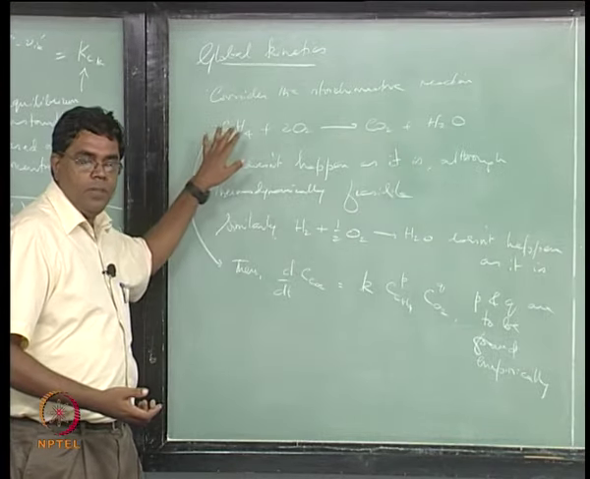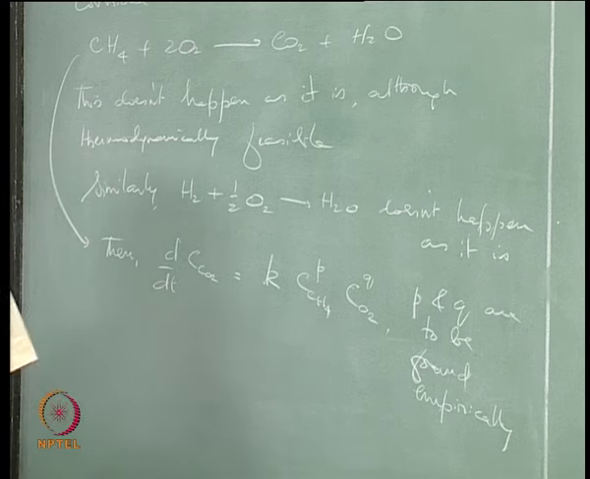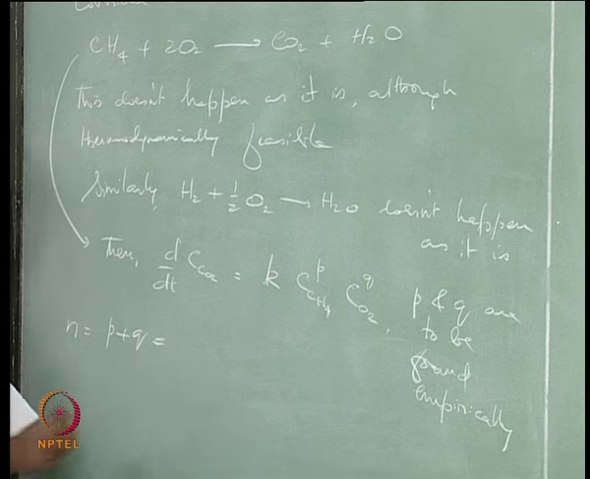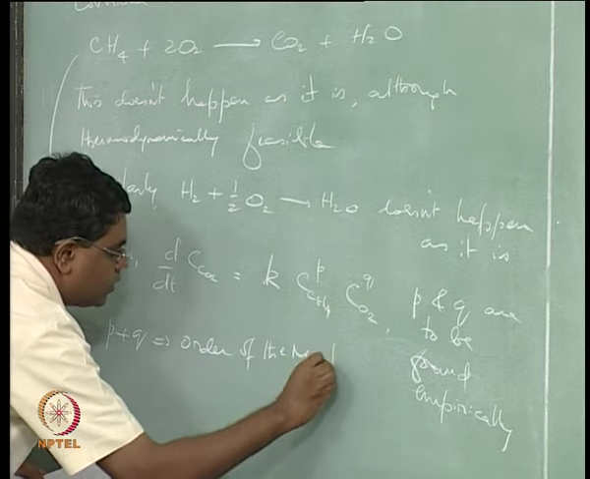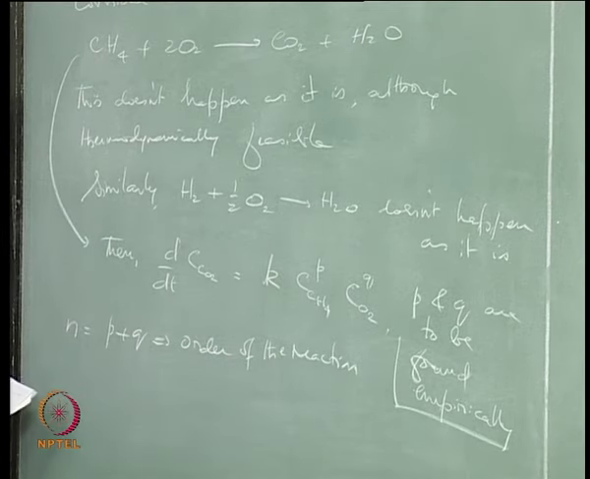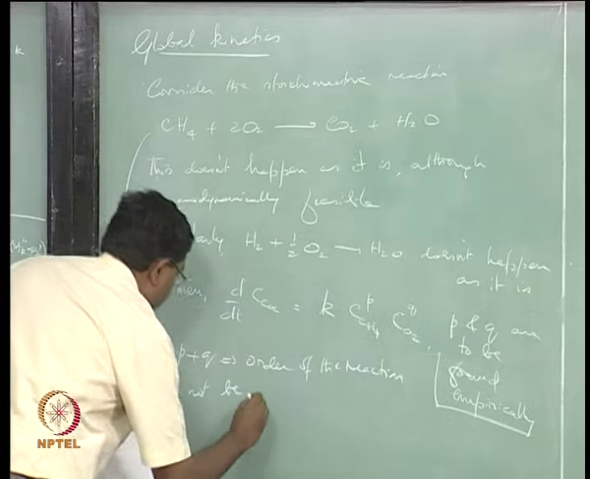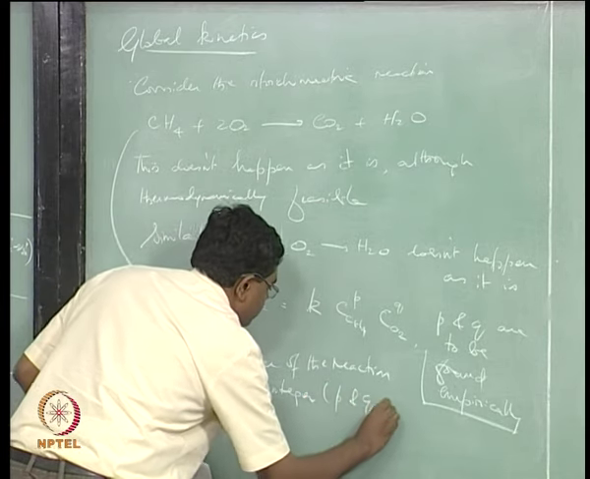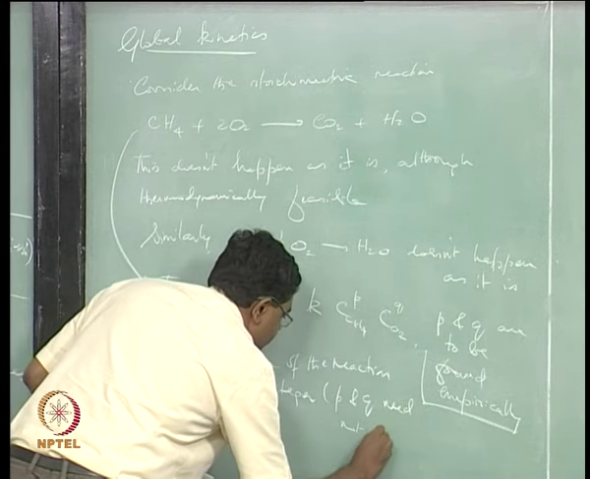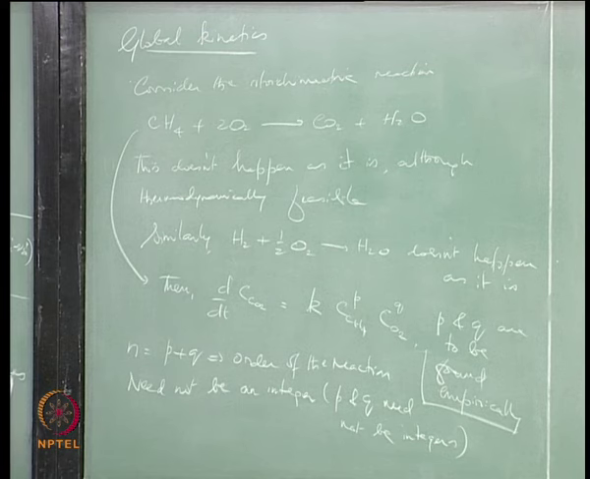When you balance the reaction, you are essentially doing a mass balance. You want to balance the same number of nuclei, and each of those nuclei has some mass. Good. So n equals p plus q is the order of reaction, and P and Q need not be integers.